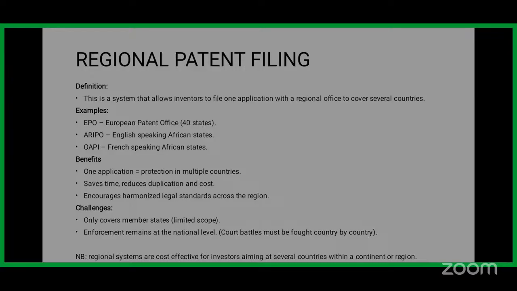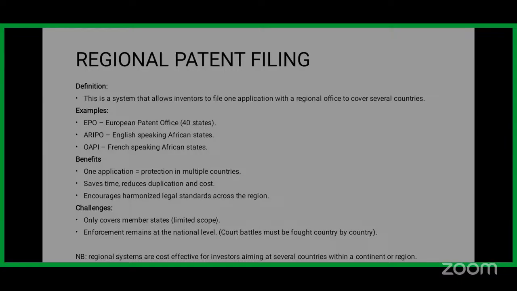This has to do with filing regionally, filing based on regions. We have different regional bodies: the EPU, the JIIPCC, and the OAPI. We have already outlined the members of these different regional bodies. Now, how does it work?